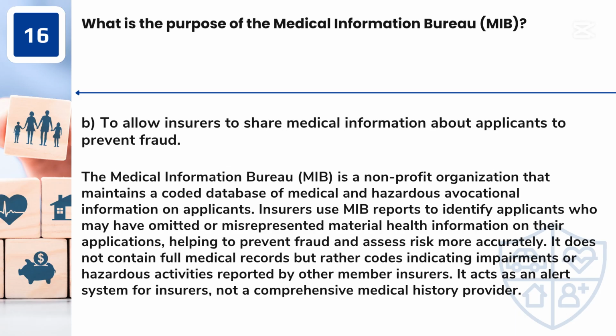Answer: B. To allow insurers to share medical information about applicants to prevent fraud. The Medical Information Bureau, MIB, is a non-profit organization that maintains a coded database of medical and hazardous avocational information on applicants. Insurers use MIB reports to identify applicants who may have omitted or misrepresented material health information on their applications, helping to prevent fraud and assess risk more accurately. It does not contain full medical records but rather codes indicating impairments or hazardous activities reported by other member insurers. It acts as an alert system for insurers, not a comprehensive medical history provider.